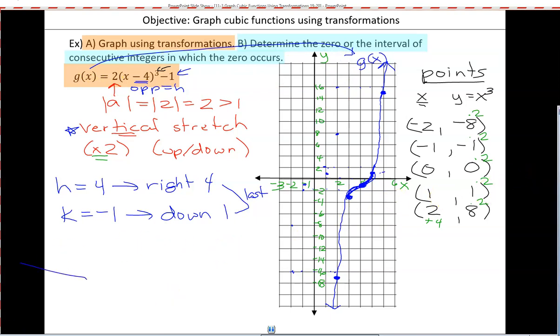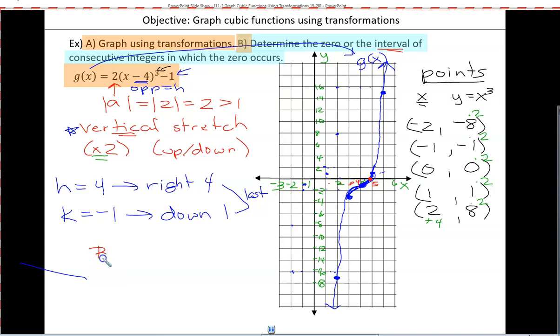All right, and then after all of that hard work, we want to make sure we don't forget about our part B here, which says either determine the 0 or the interval of consecutive integers in which the 0 occurs. So the 0, remember, is where our function crosses the x-axis. And it's not at a particular number here. So we're going to say which interval of integers it's between. So if I'm looking here at my scale, remember for x is 1. So this is 1, 2, this is 3, that's 4, and then this is 5. So I can tell my 0 is somewhere between 4 and 5.